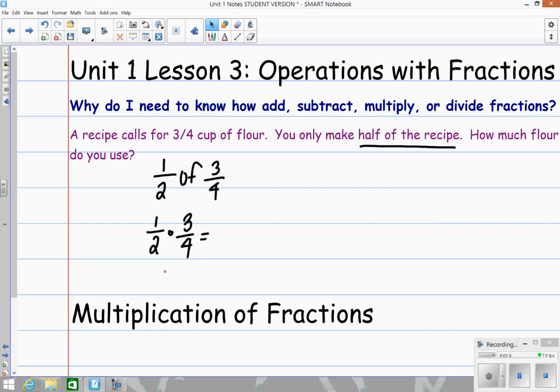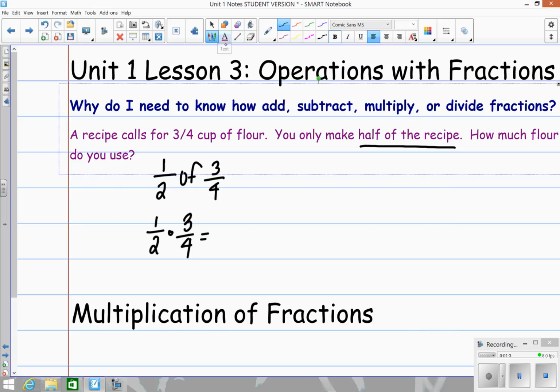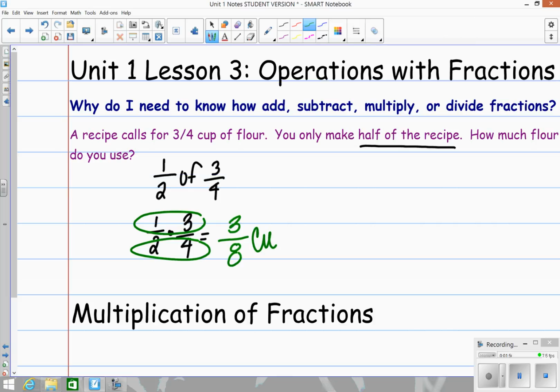Whenever you multiply fractions, you just multiply the numbers across the top. So multiply 1 times 3, we get 3. Then multiply the numbers across the bottom: 2 times 4 gives me 8. Then if you can reduce, you want to go ahead and reduce it. But when I look at 3 and 8, these don't share any common factors. So the answer is I'm going to need 3/8 of a cup of flour.